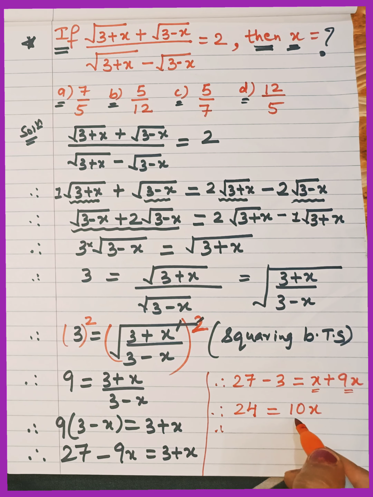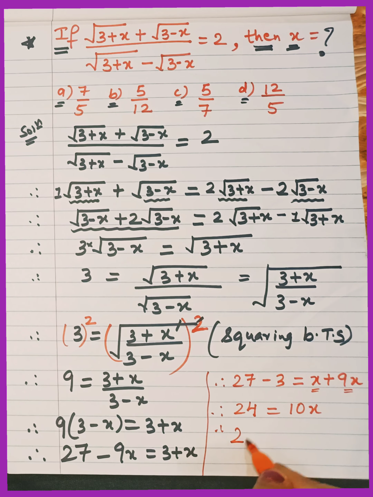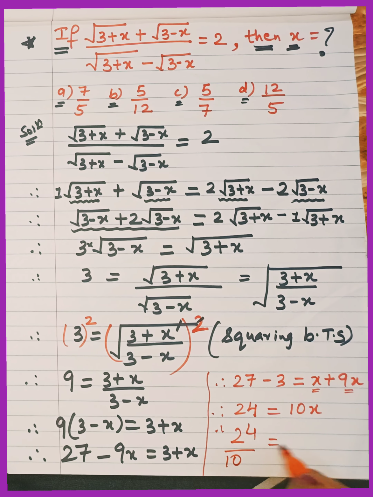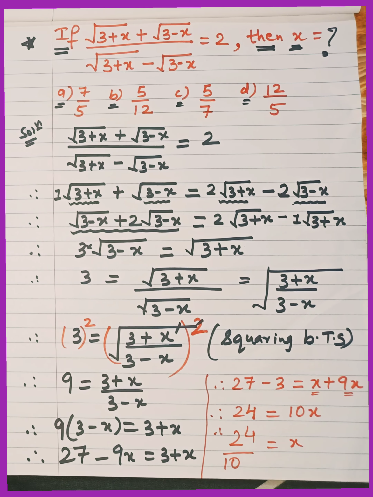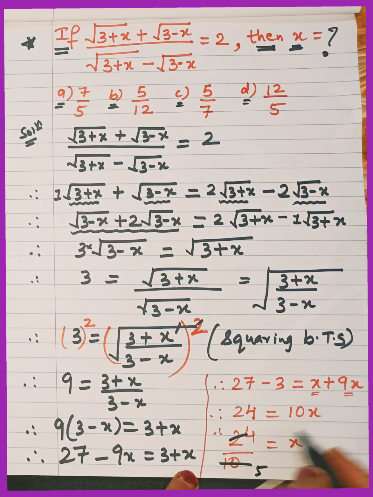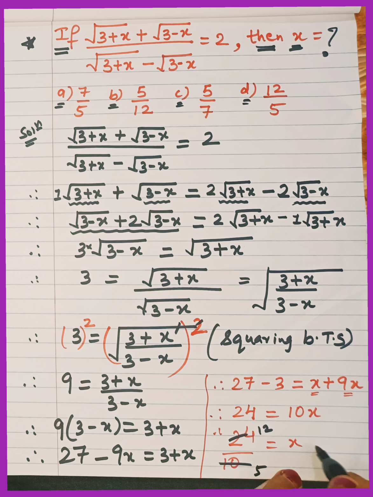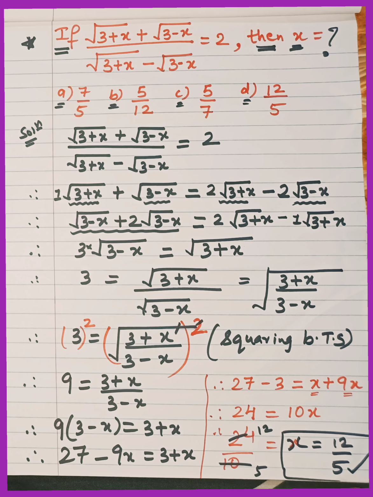So this 10x, 10 I am shifting again in the denominator. So 24 upon 10 equals to x. Now this can be cancelled. So both are divisible by the table of 2. So if you cancel this, what you will get? So let us do it with black color. Okay, so 2 5s is 10, and here 2 1s and 2 2s. So 2 12s is 24. So what is the value of x? Your x will be equal to 12 upon 5. So this will be your final answer. Okay, so x equals to 12 upon 5.